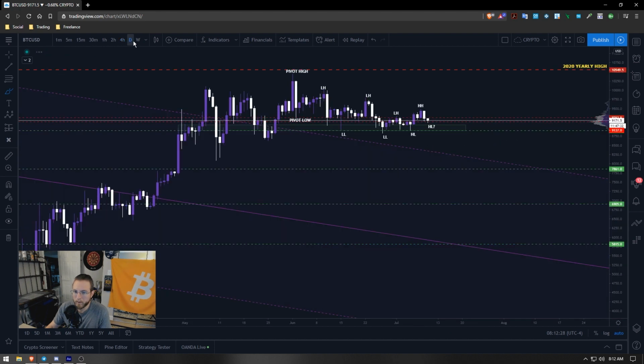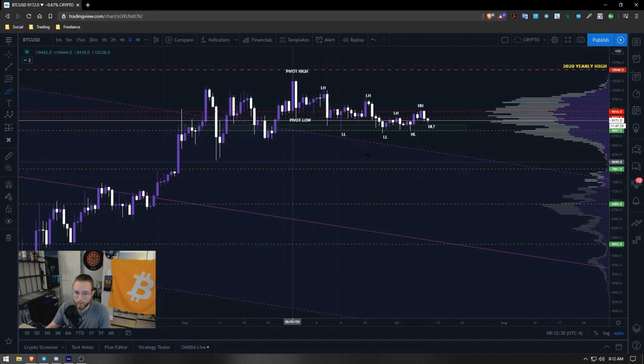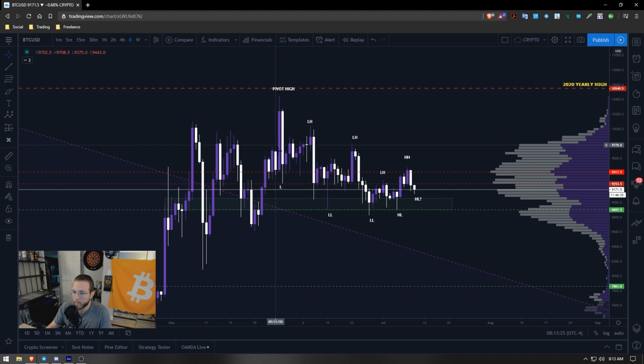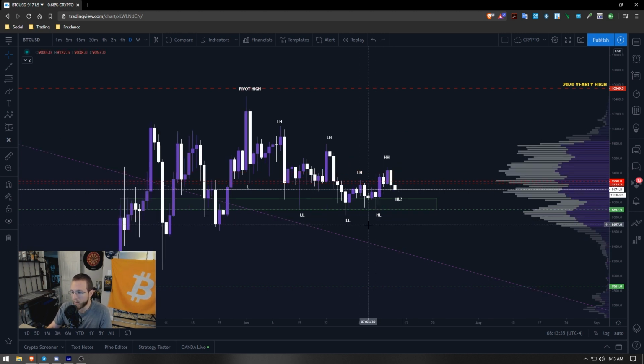Now, I'm going to bring this up to a daily chart first. We've got our low, we've got a lower high, lower low, lower high, lower low, lower high, higher low here. We put in our first higher low on the 5th, so basically on the weekly. And then we've got a higher high that we just got yesterday or 2 days ago. And now I'm assuming that we're going to come in for a higher low here.